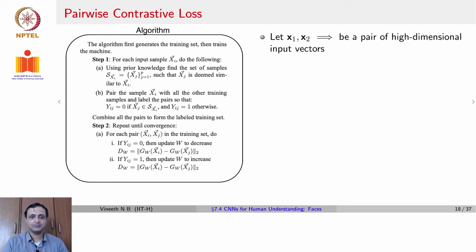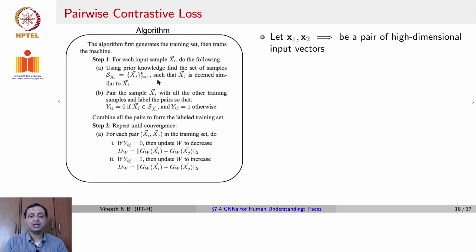Let's see how this is done. So the overall algorithm's ideology can be given by this algorithm environment here. Given a training data set, you first identify the set of samples that are similar to each other and put them in a set, say S of xi. Given an input xi, we identify the samples xj that are similar to xi. In the face verification context, it could be other pictures of the same person.